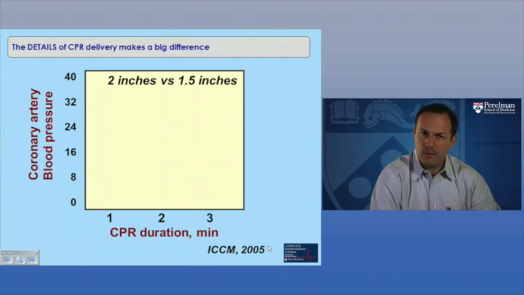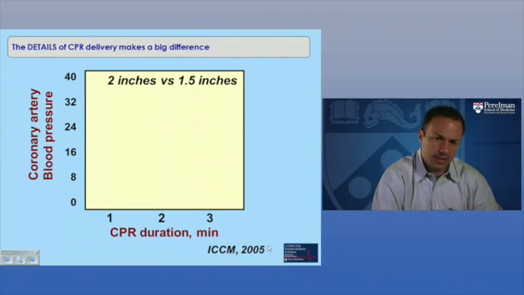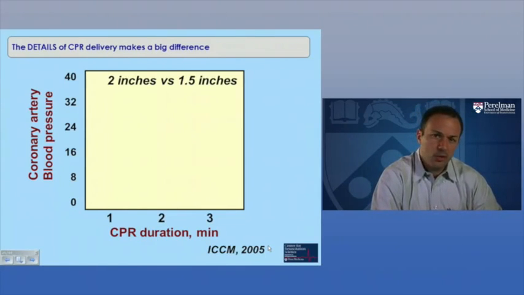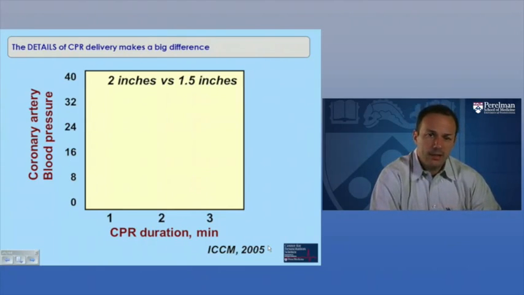So what data exists for the importance of depth? Well, this is a very interesting study I want to share with you. Not done by our group, but rather another group in which animals were placed in cardiac arrest. These are pigs under anesthesia, placed in cardiac arrest. And a machine is used to deliver very uniform compressions. And the investigators asked a very simple question. Does it matter if you push harder or less hard on outcome?